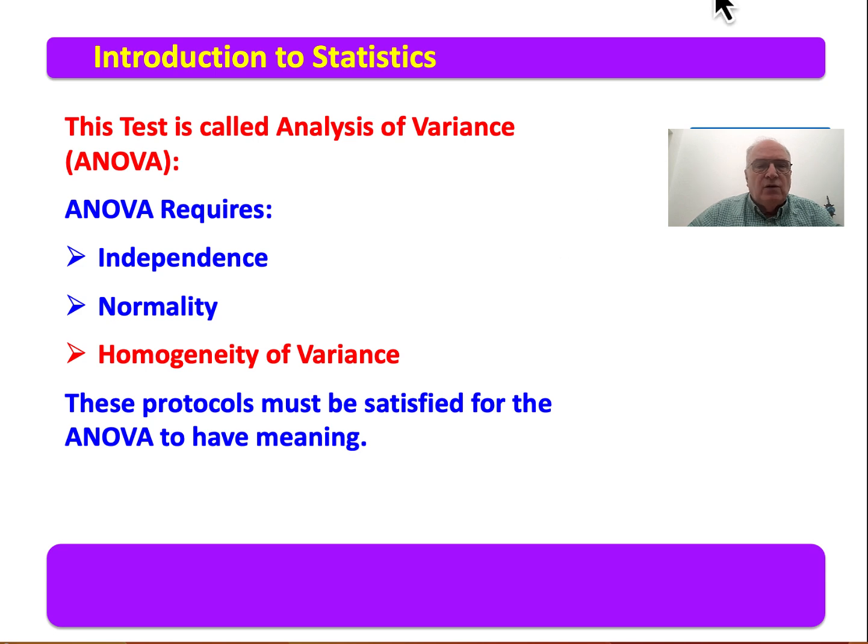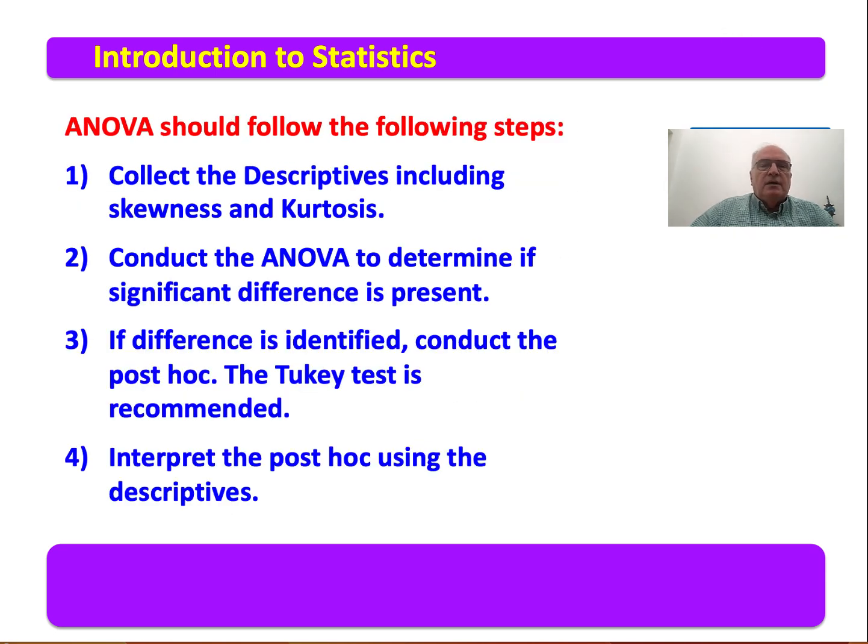So let's move on with this just a minute. Now, ANOVA should follow the following steps. Some of the steps are done together, and I'll talk to you about how we do that. The first thing we do is collect the descriptives, including the skewness and kurtosis. What we're doing here is we're looking at protocols, but the process for finding skewness and kurtosis also provides for us the descriptives. We conduct the ANOVA to determine if a significant difference is present.